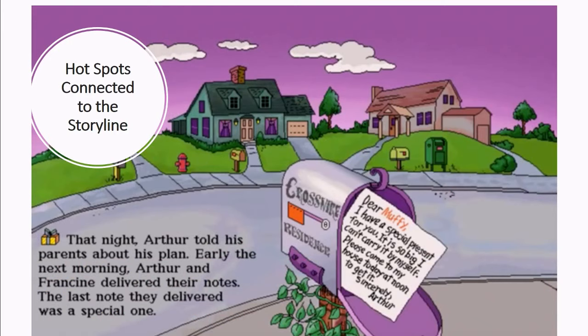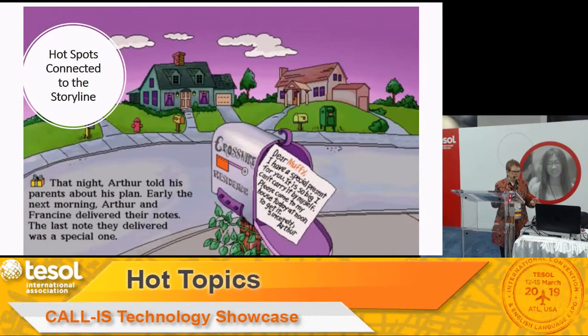But there are other things which I didn't show you here that are hot spots that take you away from the story. Like you can turn the lights on and off in each of these houses. You can open and close the mailboxes. The fire hydrant can dance. So these are things that really don't connect.